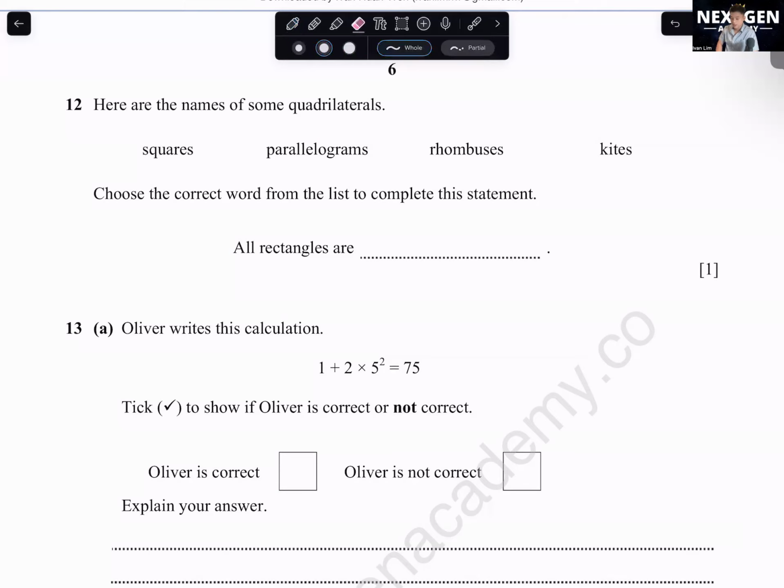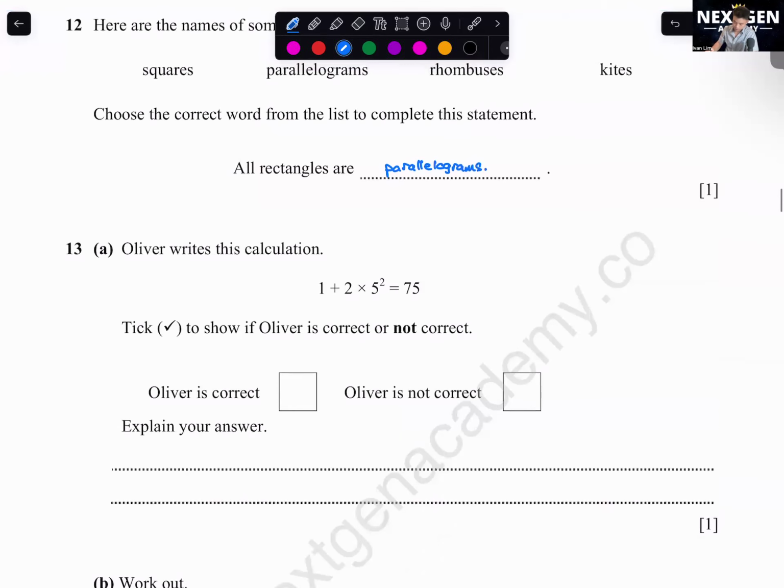Are all rectangles squares? This statement sounds very confusing, right? Are all rectangles parallelograms, rhombuses, or kites? Which one do you think fits the statement? Parallelogram. Everyone agree? It cannot be a square, right? A rectangle is not a square. A square needs all sides the same. A rhombus is a slanted square, so confirm not. A kite is not a rectangle. So the only one that fits the statement is a parallelogram.